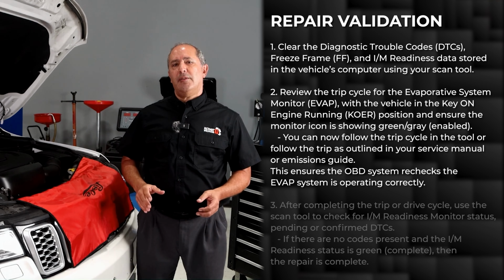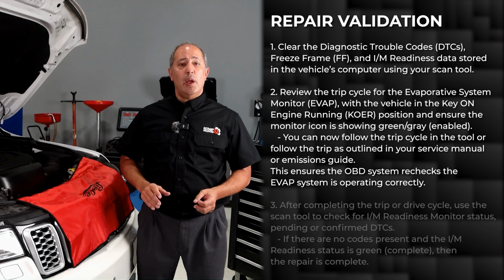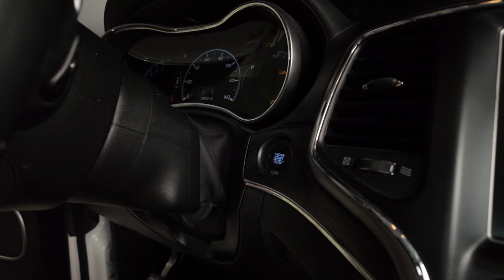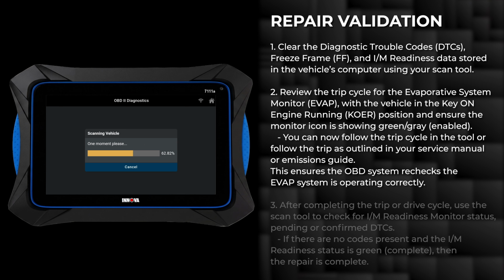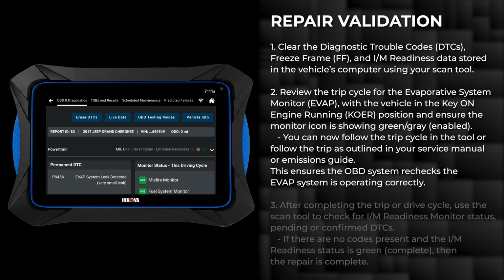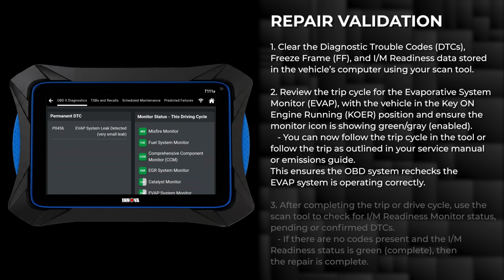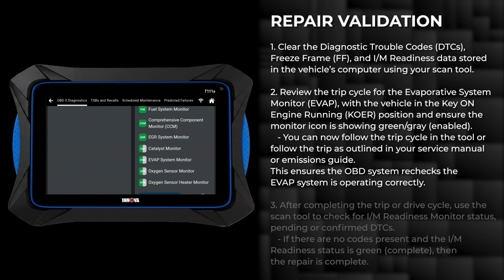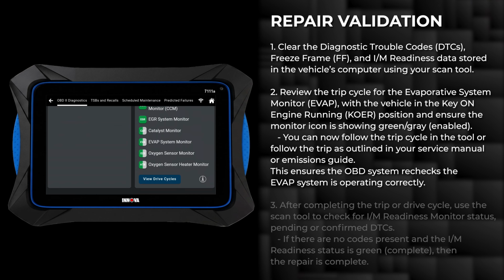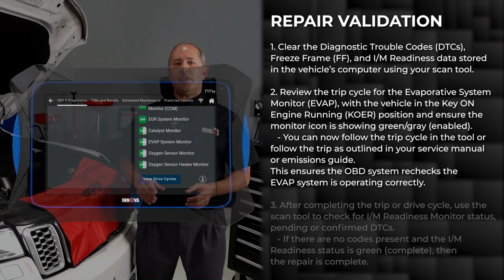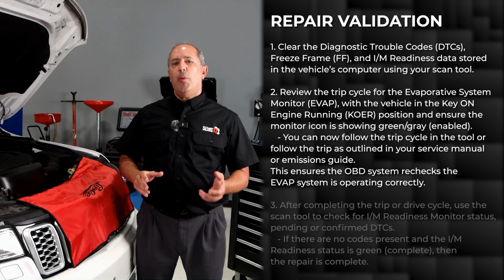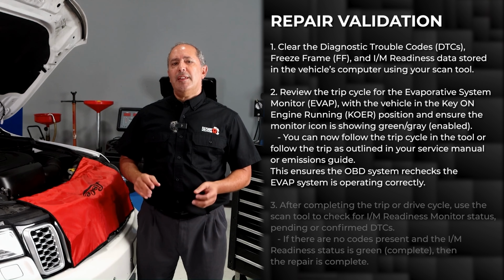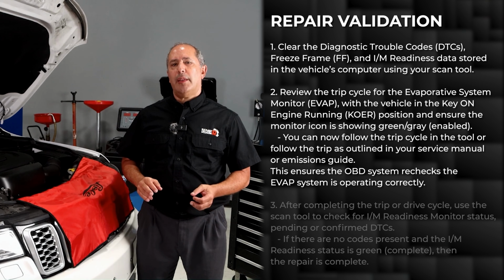2. Review the trip cycle for the evaporative system monitor with the vehicle in the key-on engine running position, and ensure the monitor icon is showing green or gray, which means it's enabled. You can now follow the trip cycle in the tool or follow the trip as outlined in your service manual or emissions guide. This ensures the OBD system rechecks that the EVAP system is operating correctly.